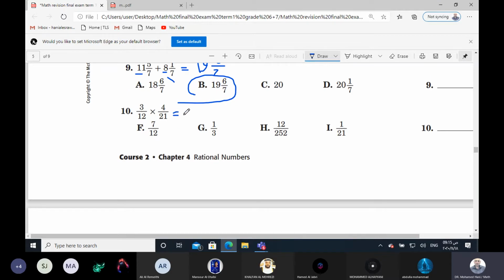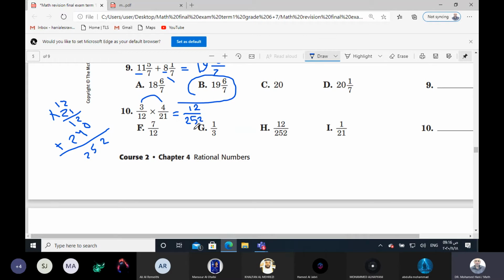Now, when you multiply two fractions, multiply numerator by numerator. 3 times 4 will be 12. And multiply denominator by denominator. Here we have 12, and here we have 21. 1 times 2 will be 2, 1 times 1 will be 1, put here 0. 2 times 2 will be 4, 2 times 1 will be 2. 2 plus 0 will be 2, 1 plus 4 will be 5, and here we have 2. So the answer here will be 252.